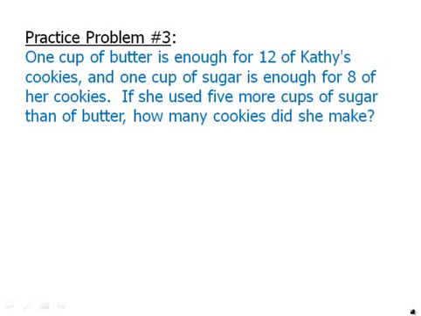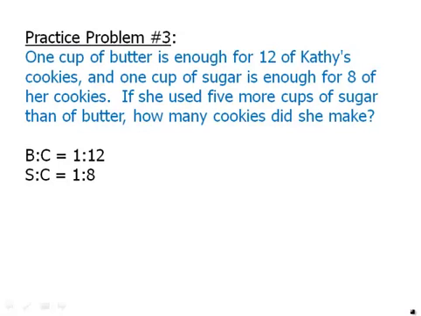Here's a third practice problem. Pause the video and try this. So in this one, we don't have any absolute quantities. So we'll set up these ratios, and we want to make an equivalent ratio, and we want number of cookies to be the same, 8 and 12.